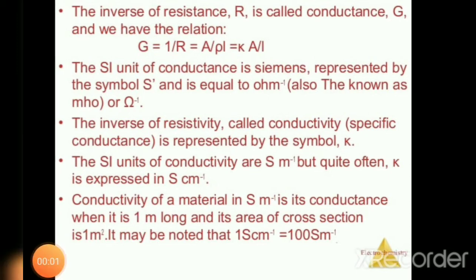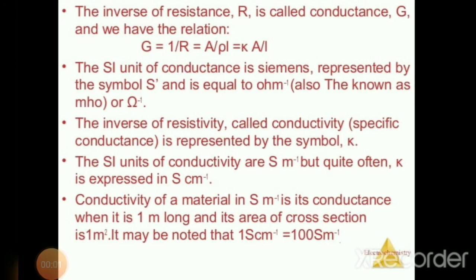Now, consider resistivity rho. The unit of resistivity is ohm meter or ohm centimeter. Conductivity kappa is the inverse of resistivity. Therefore, the unit of conductivity will be ohm inverse meter inverse or ohm inverse centimeter inverse. But ohm inverse is Siemens. Thus, we can write the unit of conductivity as either Siemens per meter or Siemens per centimeter.